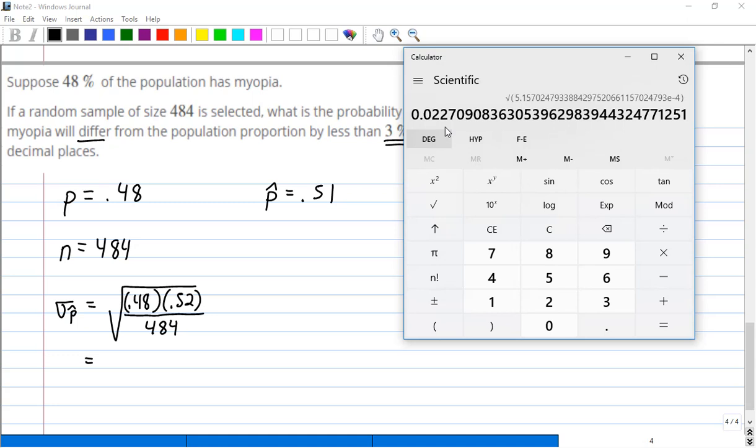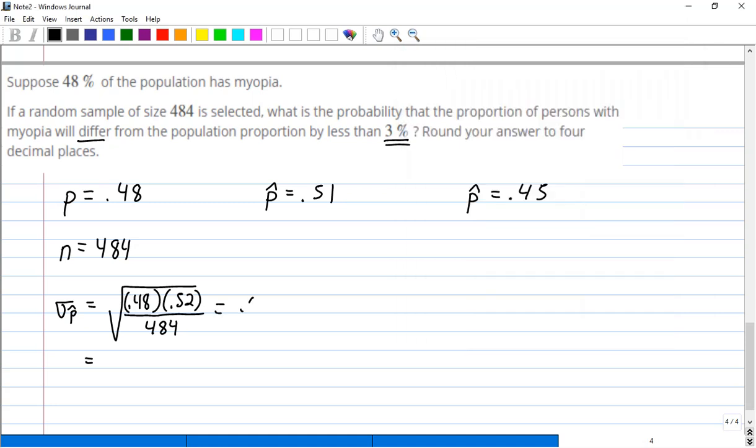Alright, so 0.0227, and then I'm going to say 0.9. So 0.022709. Alright.